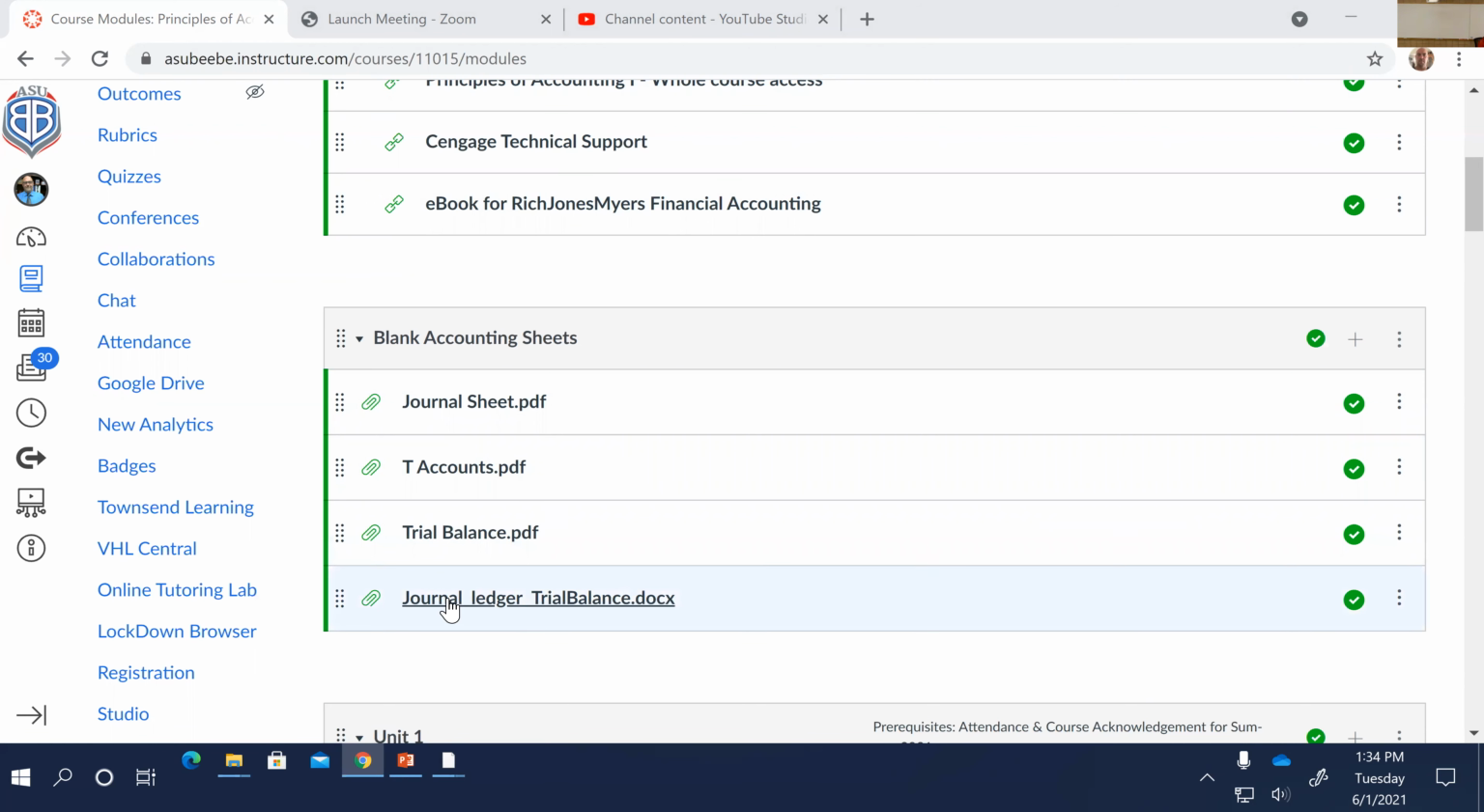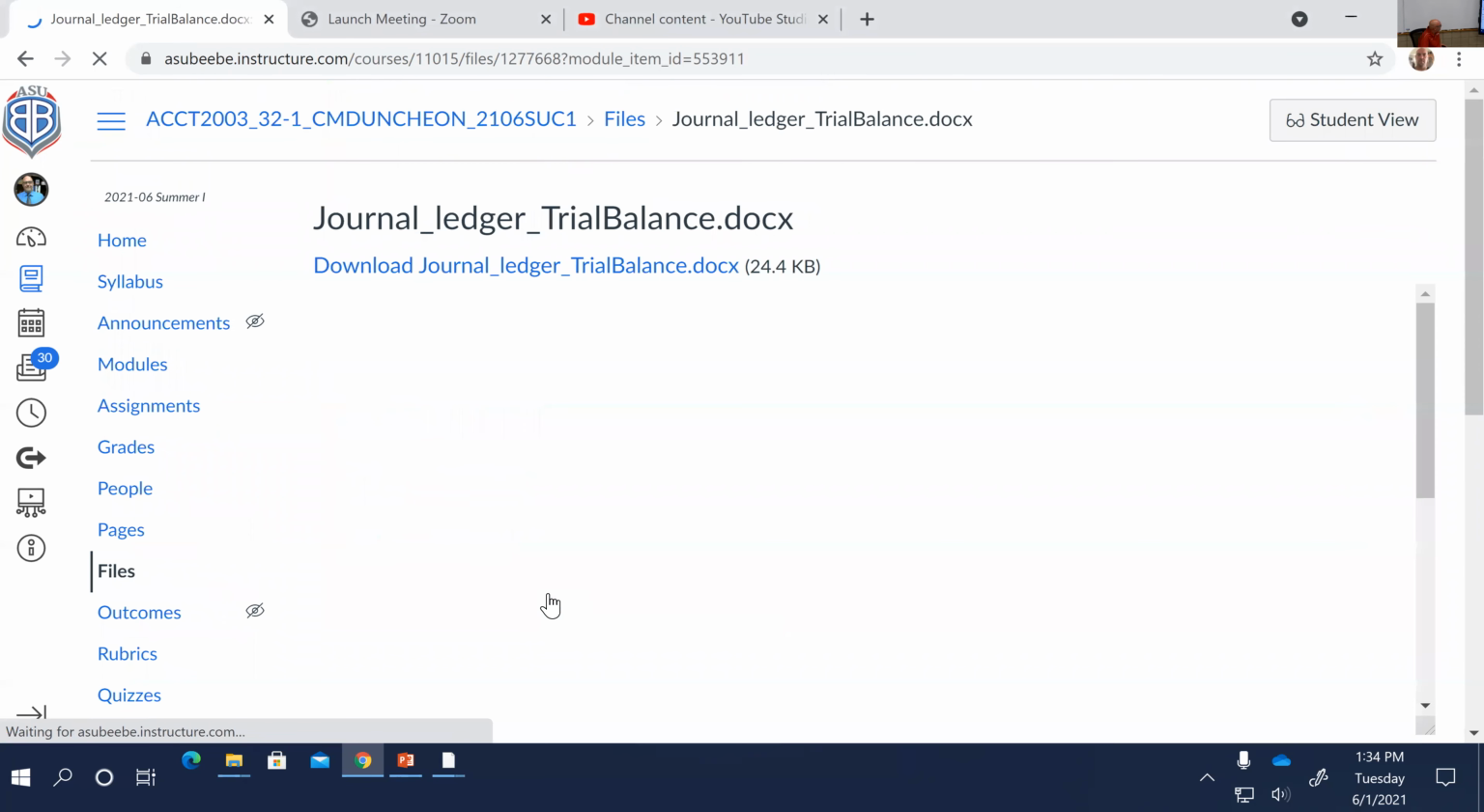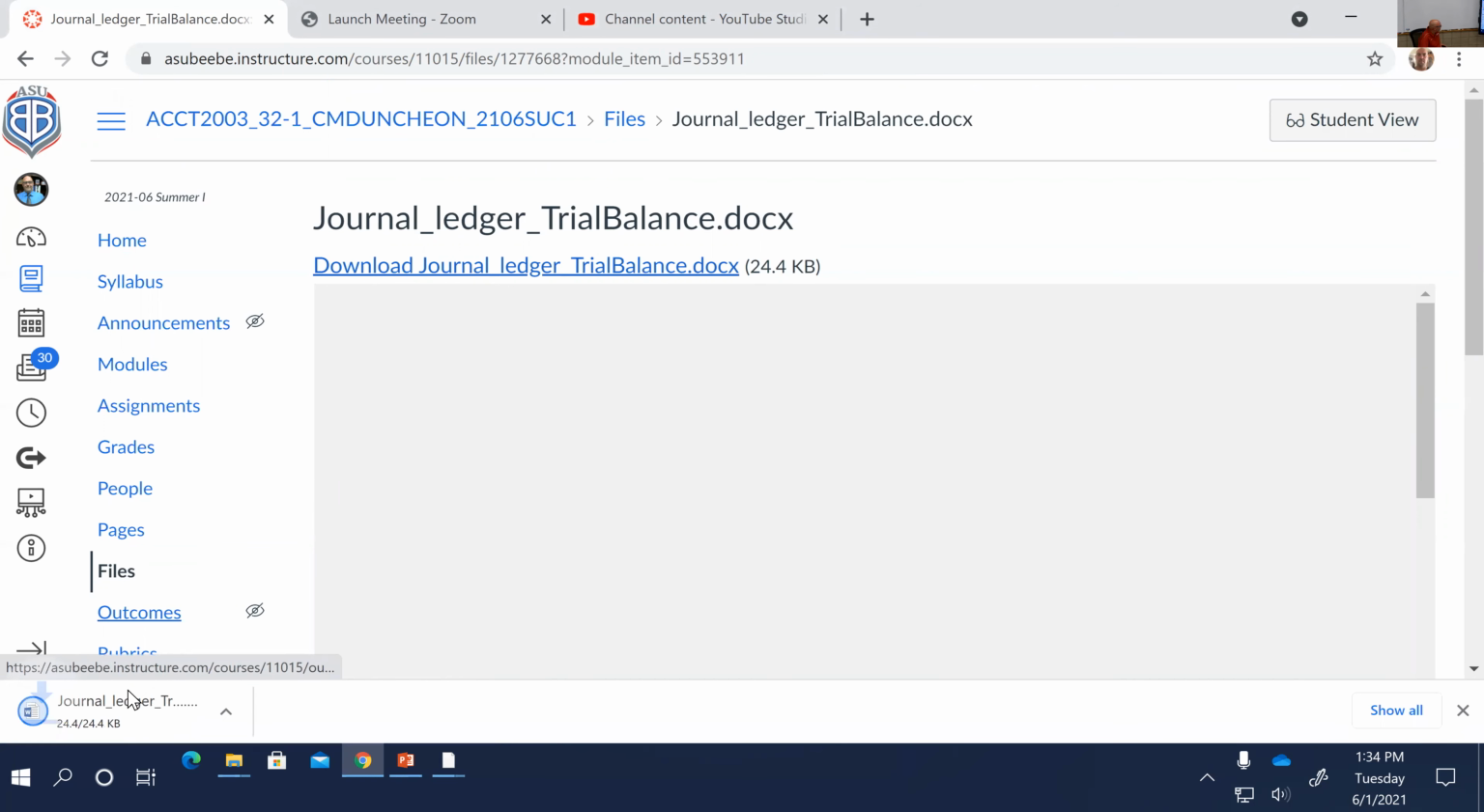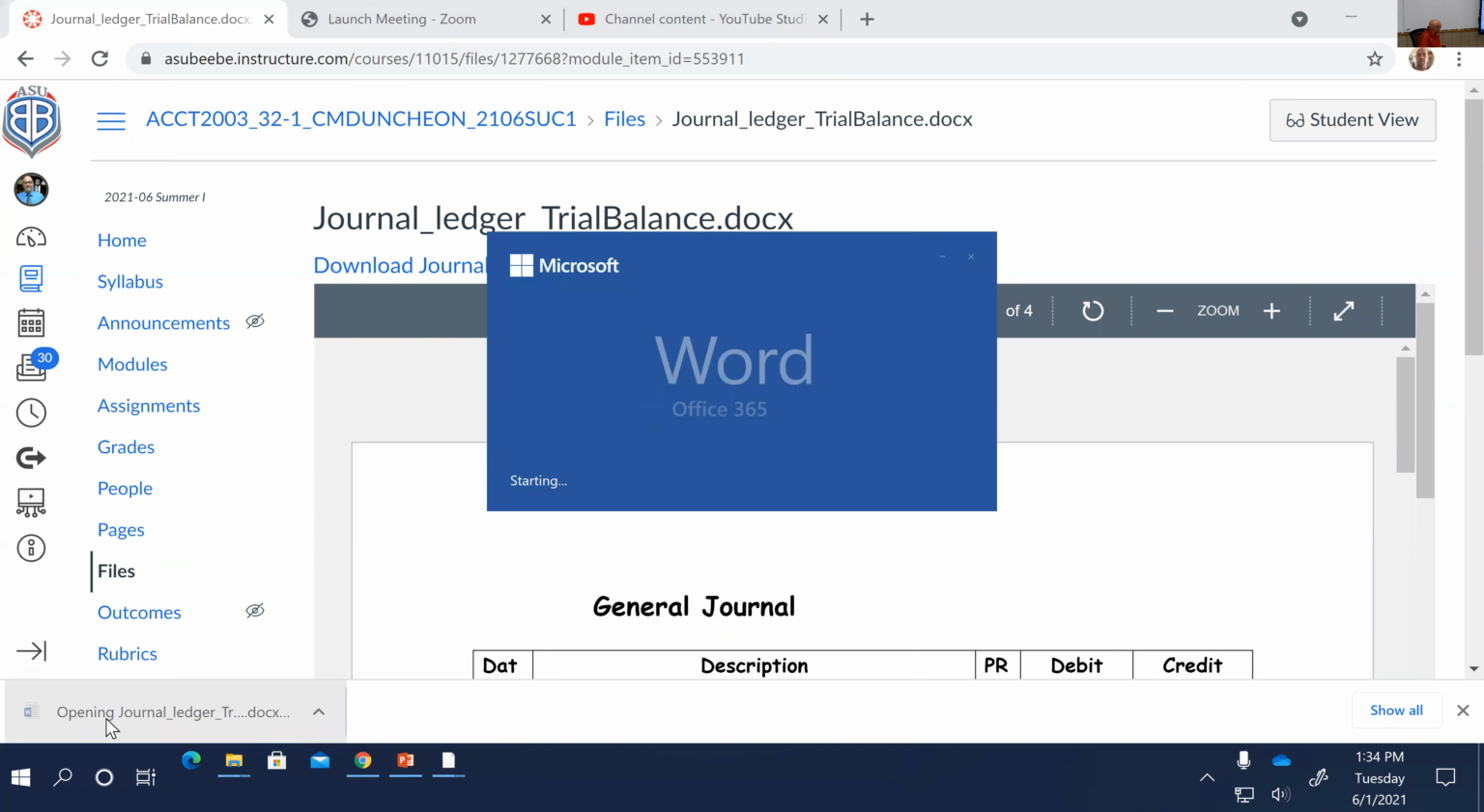Or here, it gives you one of each, an all-in-one document that is in Word format. So you don't have to print them out. You can just type straight into them while you're on your computer and practicing. That's what I'm going to pull up right now. I'm going to download this, and I'm going to show you what our general journal looks like.